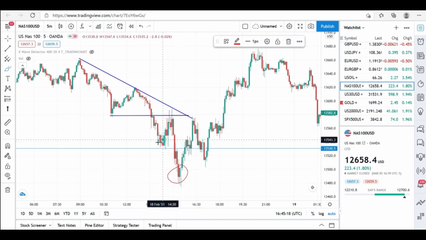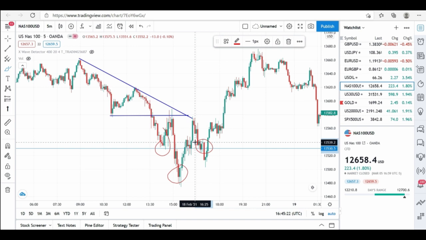A head right here, left shoulder right here, okay, and the right shoulder forming right here. So this is what I see. Now maybe it's time to go long, okay? Before it was just guessing. Now it's not guessing.